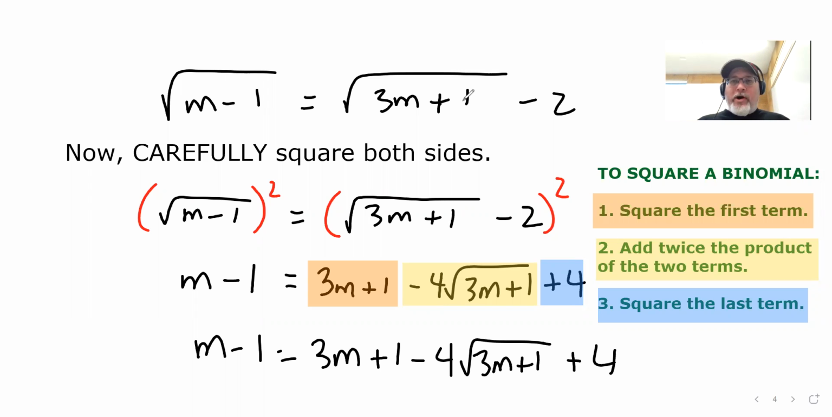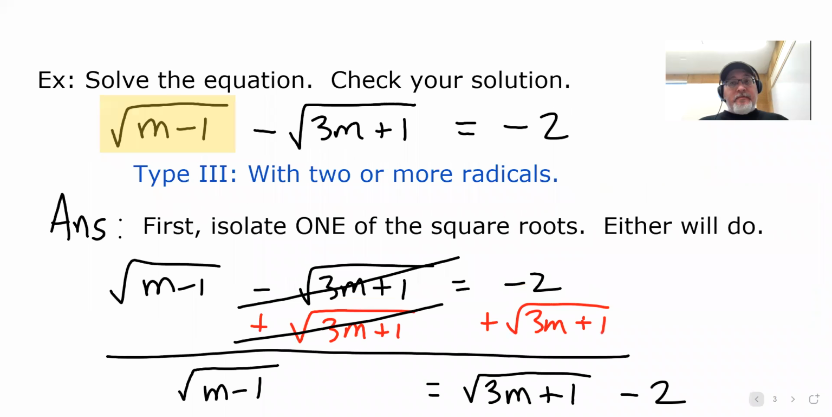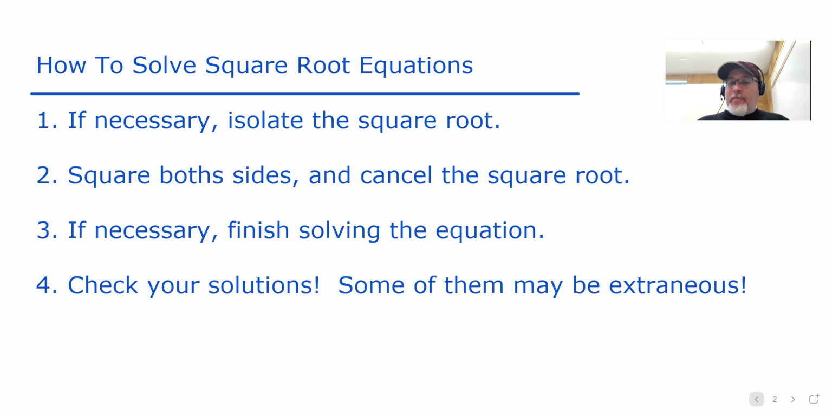All right, so now what? Well, remember, we were in this 4-step process. We did step 1. We isolated the square root. We just did step 2. We squared both sides carefully. Now it's time for step 3. If necessary, finish solving the equation.